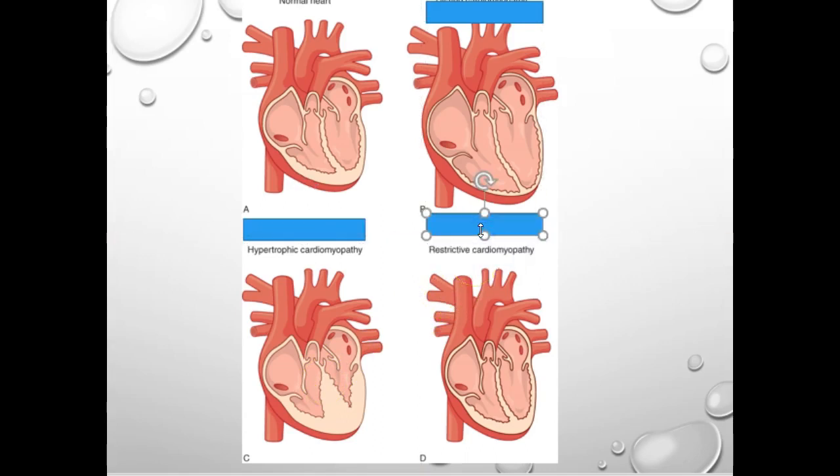Restrictive. And I would think if we were to get a cadaver of somebody with restrictive cardiomyopathy, it pretty much would look normal. But if you were to cut that heart open compared to a normal heart, it'd be much tougher and thicker to cut through.